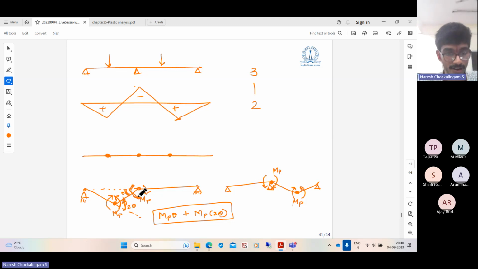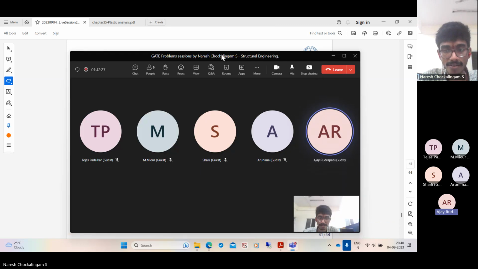So don't worry about the negative sign of MP. If it is hogging, the moment is negative. But what matters is MP times theta. So if theta is also negative and MP is also negative, it doesn't matter. Both are clockwise, so it doesn't matter. Is that answering your question? Yes, sir. It is clear. Yes.